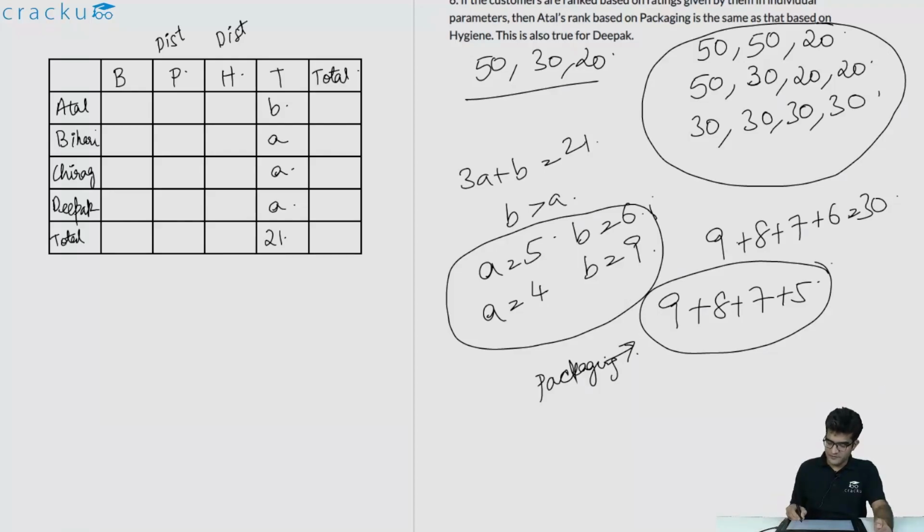That 1 less has to come from the least number possible. That is from 6 you have to decrease 1. Therefore, it will be 9 plus 8 plus 7 plus 5. You can try out 4 other numbers and you will not be able to get the total to be equal to 29. This is the only way it is possible.